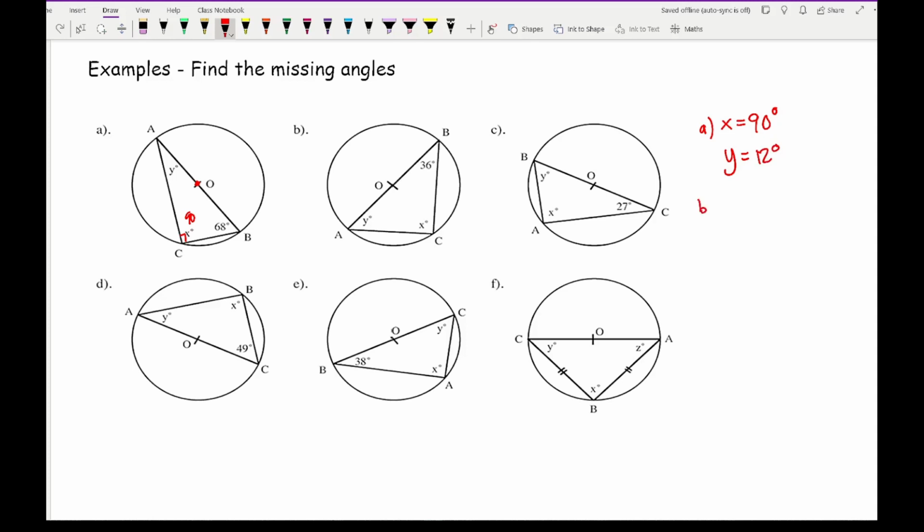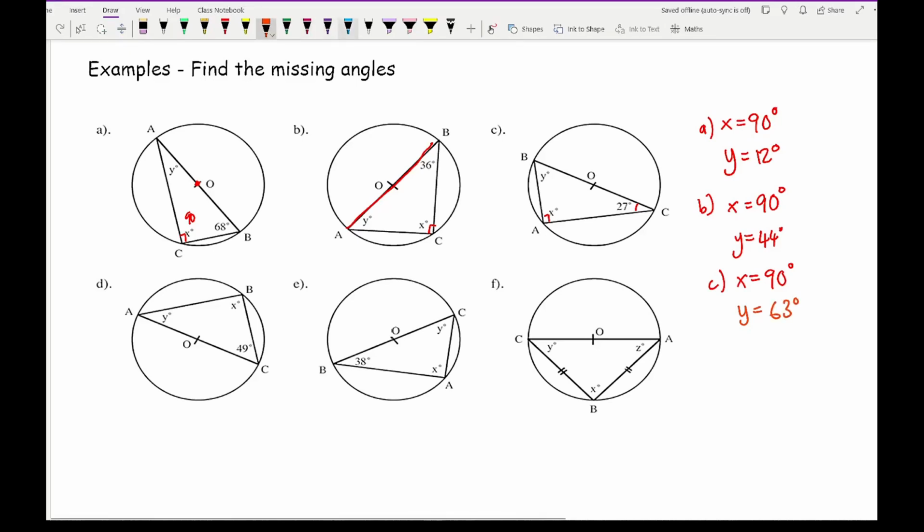So moving on to question B, looking at this, this is obviously the diameter, so this angle here is going to be 90, so X equals 90, and remember the angles inside a triangle add up to 180, so that's going to be 44 degrees. And then looking at C, again diameter, so the opposite angle is going to be 90, so in this case X is equal to 90 degrees, and then working out what Y is, well, angles in a triangle add up to 180, so Y is going to be 63 degrees.